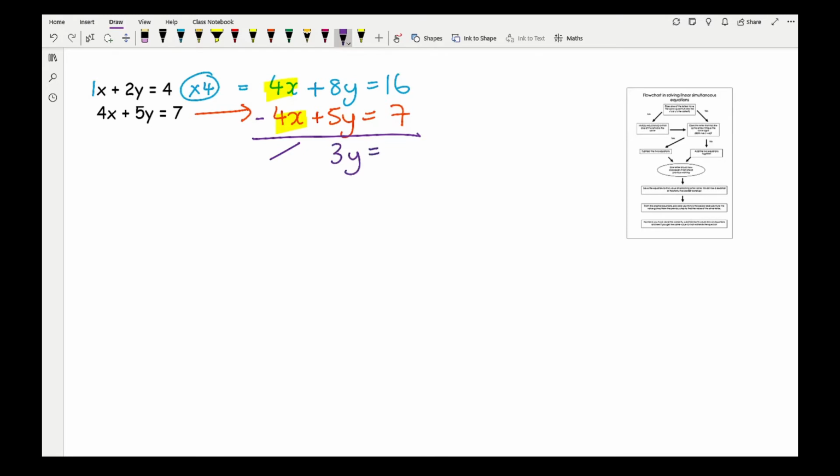And 16 take away 7 is going to give me 9. So from this I can then work out what y is. So I divide by 3. So y equals 3. And there's my first value.